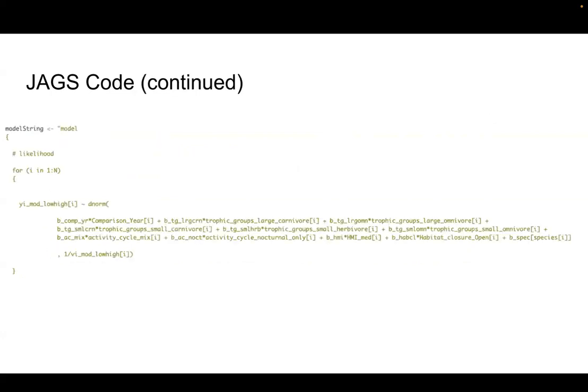And this JAGS code also shows the overall model where we have the mean from each project feeding into the normal regression that is then used to generate samples of our outcome variable of interest.